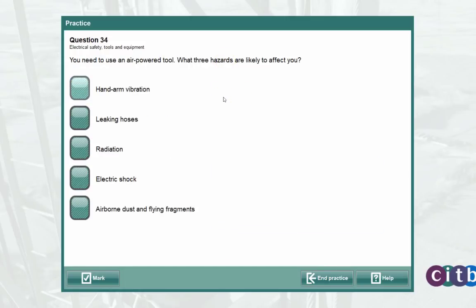You need to use an air-powered tool. What 3 hazards are likely to affect you? Hand-arm vibration. Leaking hoses. Radiation. Electric shock. Airborne dust and flying fragments.